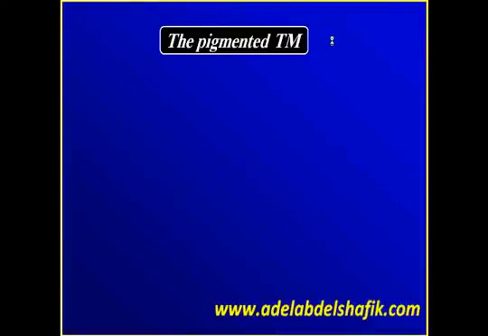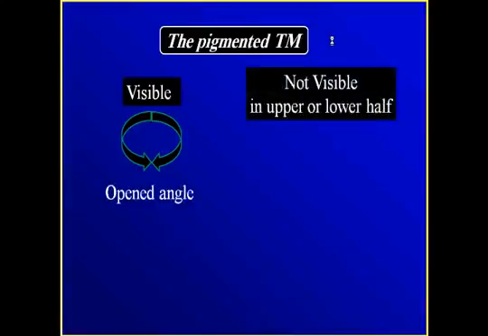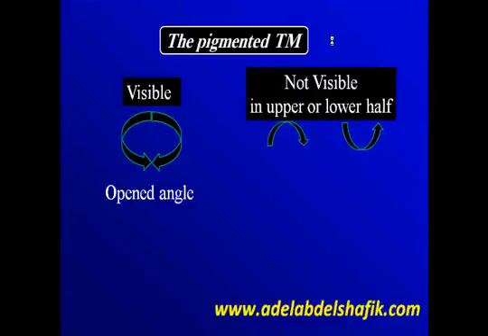So the pigmented trabecular meshwork, if it's visible, it's an open angle. And you have to be sure it is visible in the 360 degrees. So this is an open angle. If it's not visible in the upper or in the lower half, this is an occludable angle.